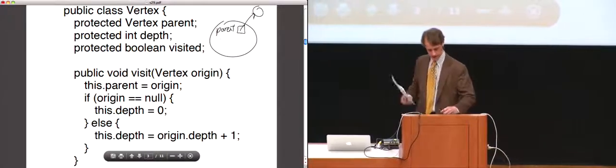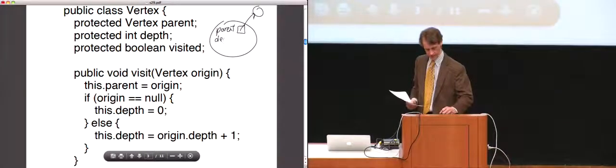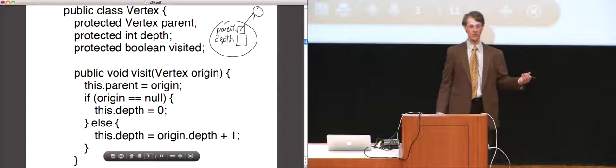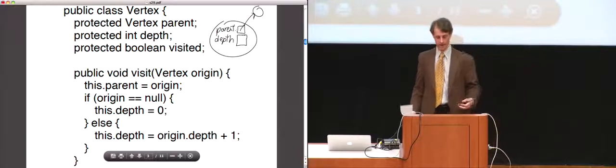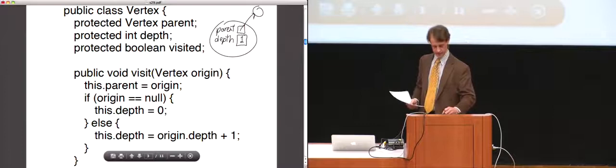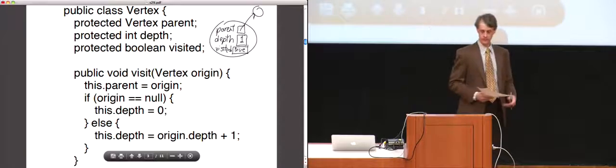And I will also record a depth. And the depth is a number which is the distance from the starting vertex to the vertex I'm at now. So if that parent was the starting vertex, then this would be at a depth of 1. And of course, I need a visited flag to make sure that I never visit the same vertex twice. And so when I visit that vertex, I set that flag to true.